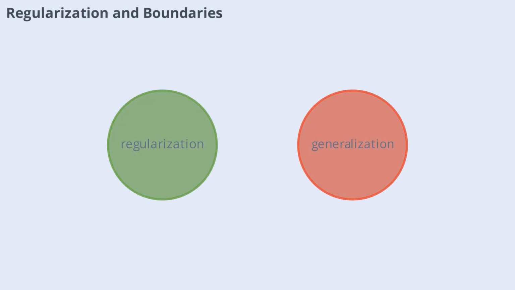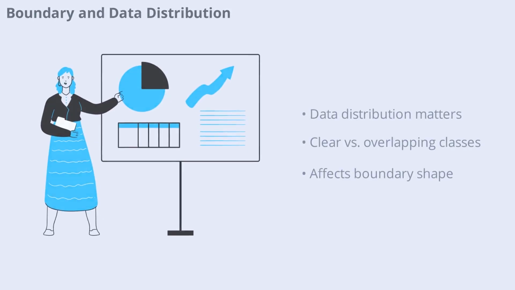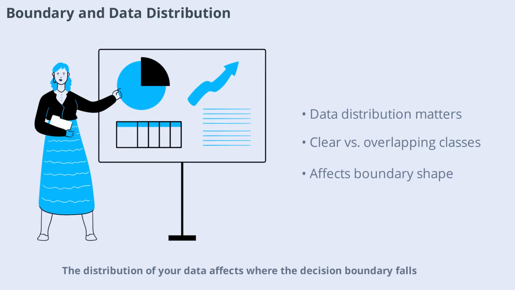Regularization is a technique used to prevent overfitting by controlling the complexity of the model. By adding penalties for overly complex boundaries, regularization helps the model generalize better to new data, leading to smoother, more reliable decision boundaries. The distribution of your data affects where the decision boundary falls.